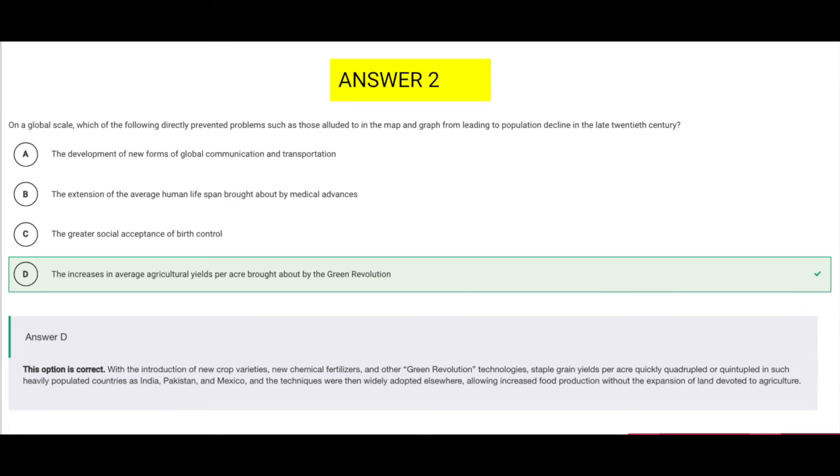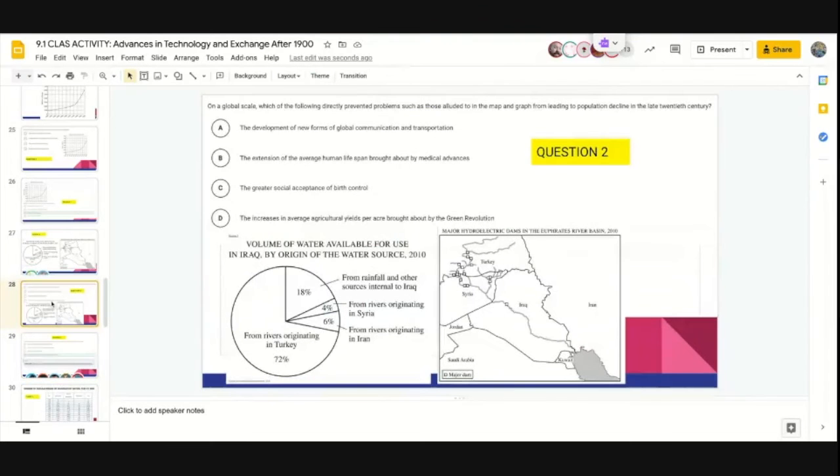With the introduction of new crop varieties, new chemical fertilizers, and other green revolution technologies, staple grain yields per acre quickly quadrupled or quintupled in such heavily populated countries as India, Pakistan, and Mexico. And these techniques were widely adopted elsewhere, allowing increased food production without the expansion of land devoted to agriculture.